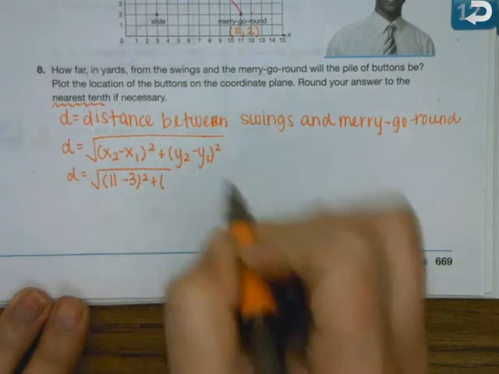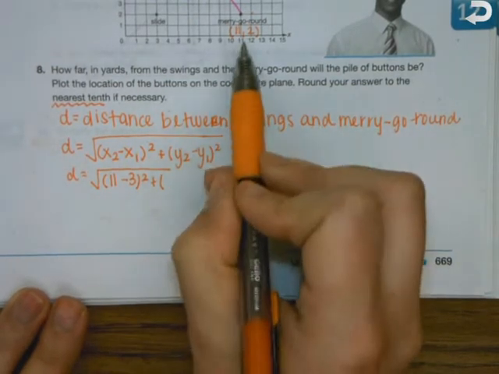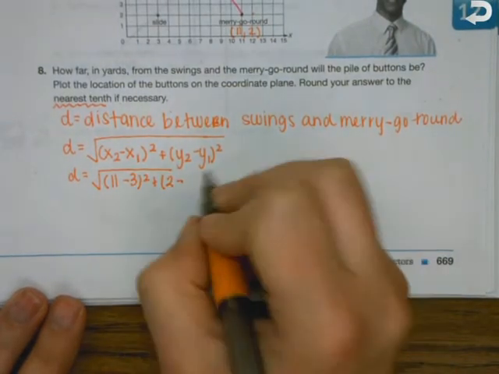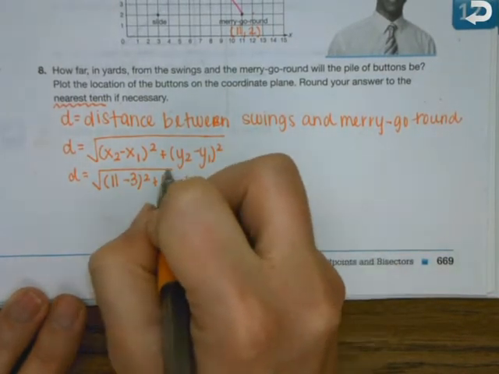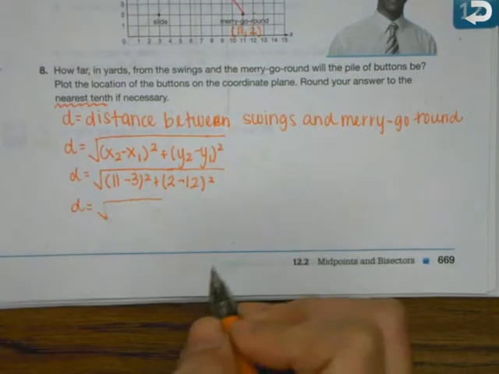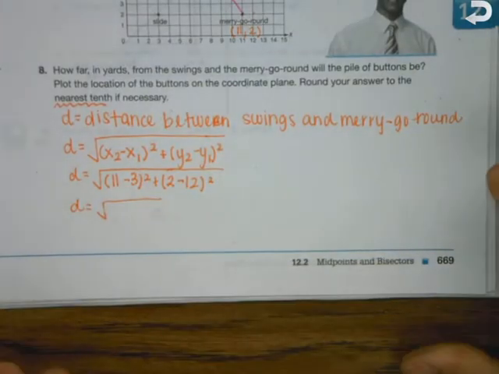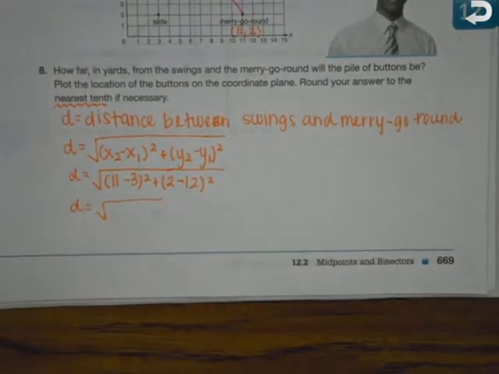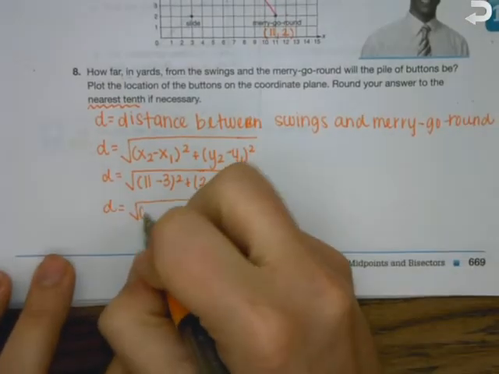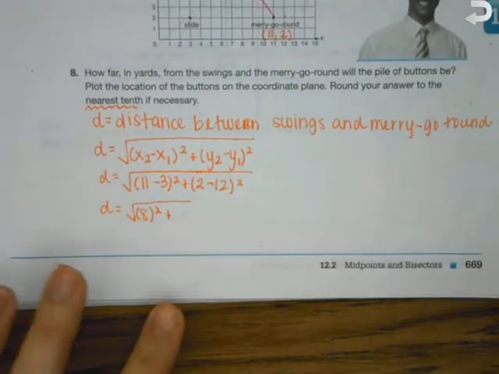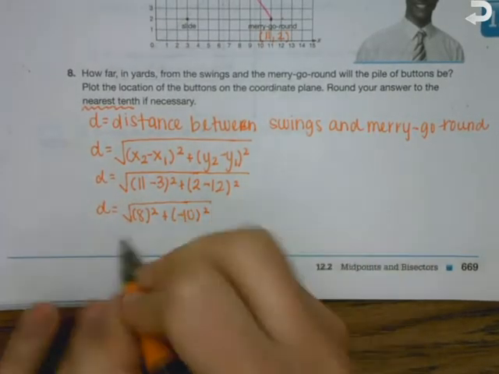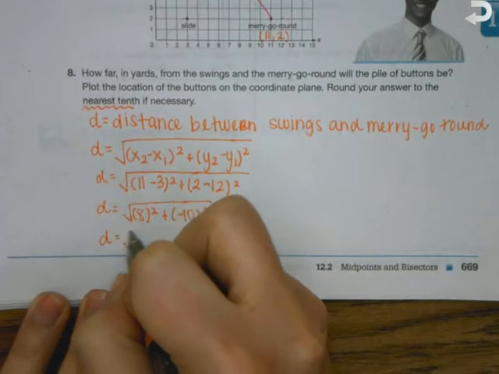Plus, now the y coordinates. So because we used 11 first, we have to put 2 first minus 12 squared. Okay, guys, so that's D equals, what's 11 minus 3 give you? 8. So that gives you 8 squared plus, what's 12 minus 2 give you? Negative 10 squared. Okay, so when we square all of this, that gives me 8 squared.